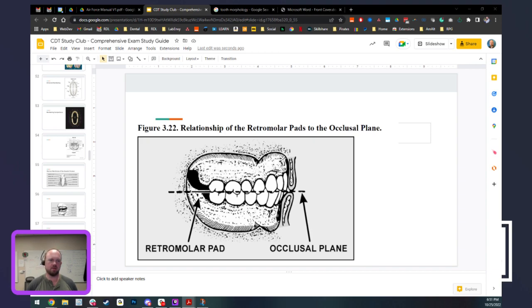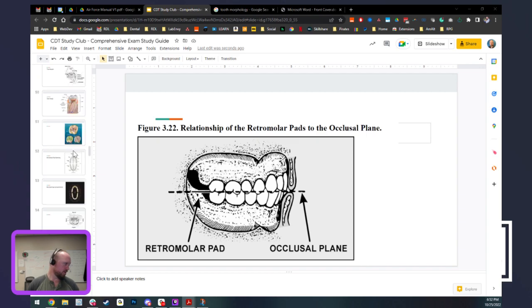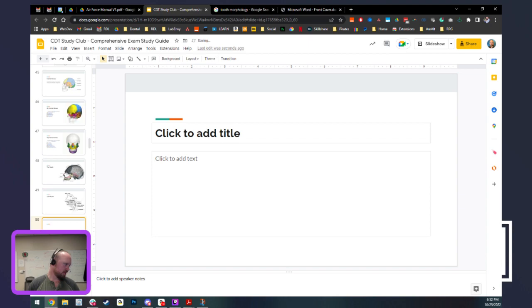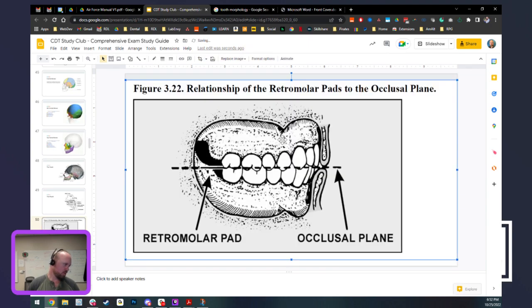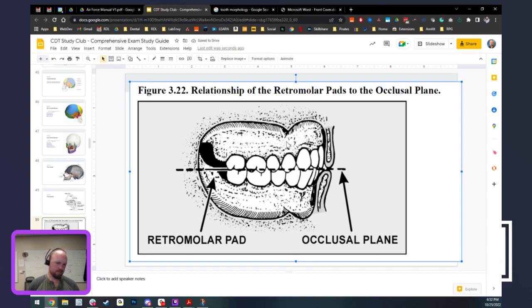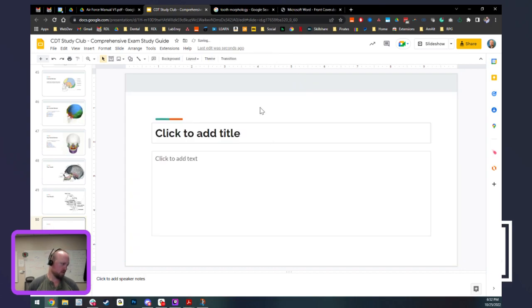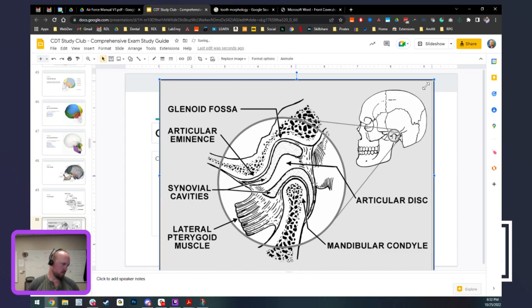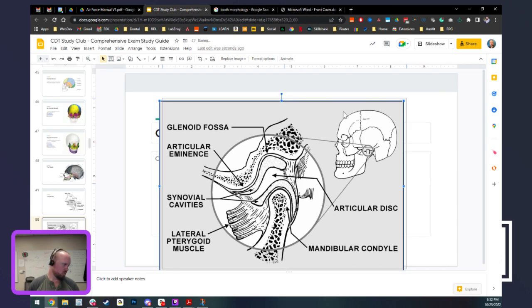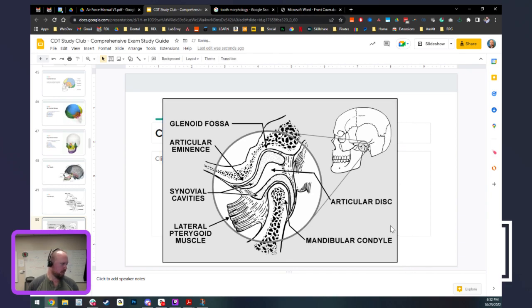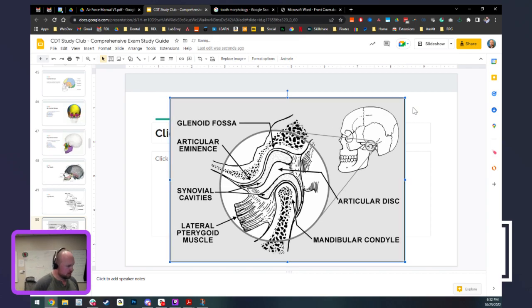All right, temporomandibular joint. Now we're gonna get into it. I'm gonna go back up here to the bones of the face stuff. I'm gonna go plus, and boom. Nope. Copy image. Okay. All right, there we go. Glenoid fossa. So there's the TMJ, temporomandibular joint.